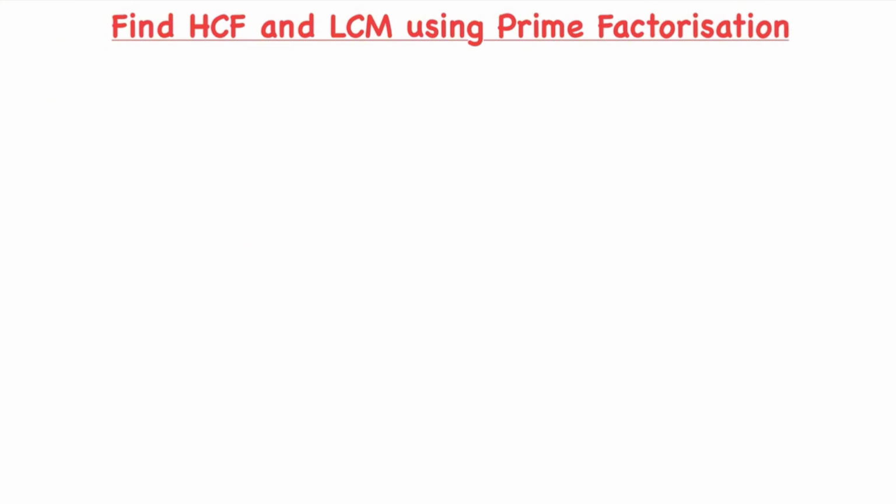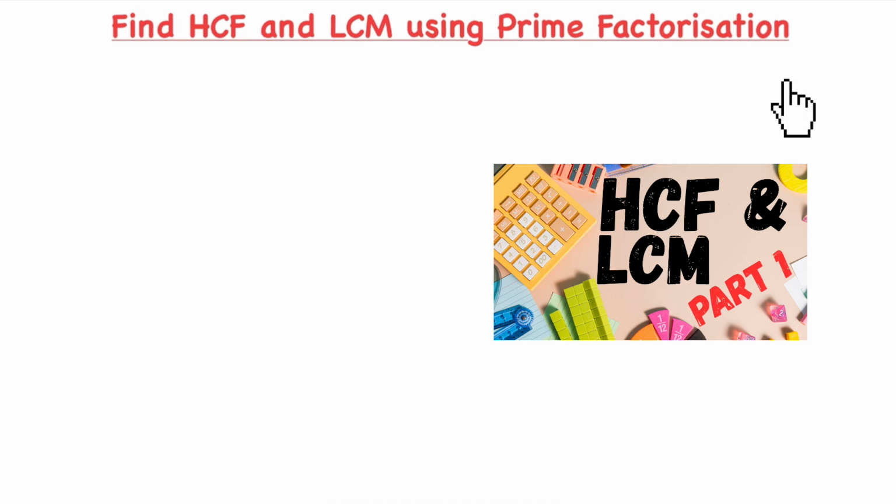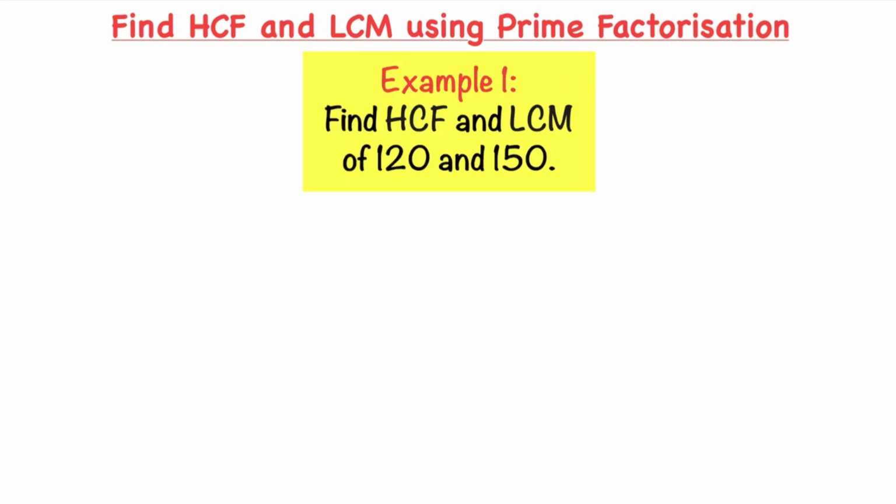In part 1, we found the highest common factor and the lowest common multiple by listing factors and multiples. Today, we'll use prime factorization instead. This method is especially useful for larger numbers, and it helps us avoid mistakes like missing out factors or multiples. So let's find the highest common factor and the lowest common multiple of 120 and 150.